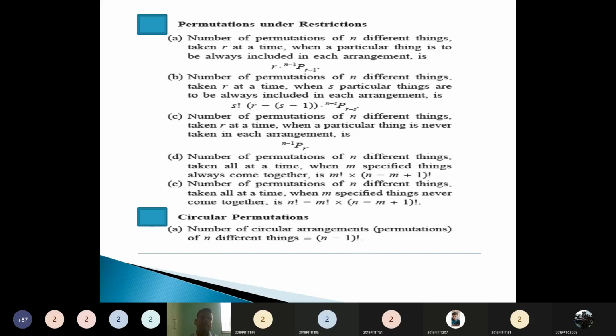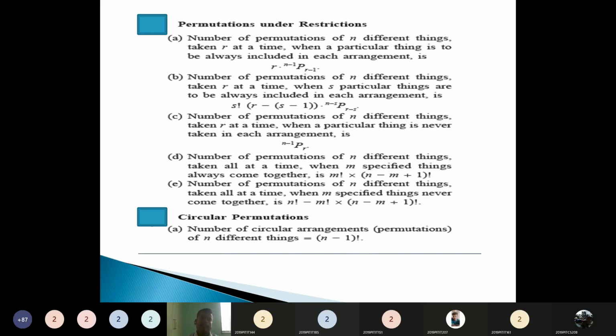So the first one is for only one particular element. Here some number of objects should be in the selection. Next, the number of permutations of n different things, when one particular object is eliminated from the selection, the arrangement will be n minus 1 P r. In the selection, you have to leave out the particular element or object.